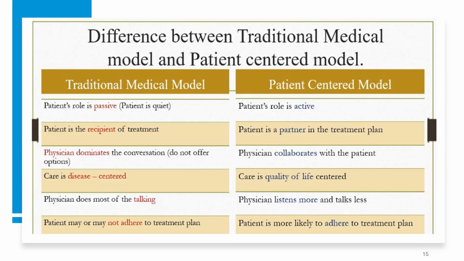All said and done, the differences between the older traditional biomedical models and the newer or modern patient-centered models are that the patient has a more active role rather than a passive role. The patient is a partner in the treatment plan rather than a recipient of treatment. Physicians collaborate with the patients rather than dominating the conversation. Care is quality-of-life centered rather than disease centered. And physicians listen more and talk less rather than doing most of the talking themselves. Therefore, patients are more likely to adhere to treatment plans because they are involved in shared decision making.